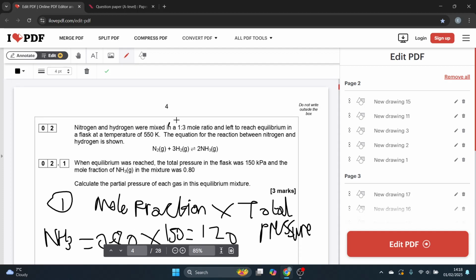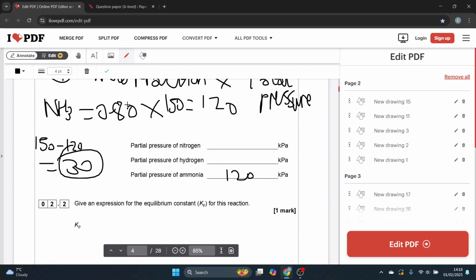And I know nitrogen and hydrogen are in a 1 to 3 mole ratio. So all I have to do is know that 1/4 is nitrogen and 3/4 is hydrogen. 1/4 is going to be nitrogen, so 1/4 times 30 is 7.5. And I know the total pressure must add up to 150. So 120 plus 7.5 is 127.5, and 150 minus that is 22.5.